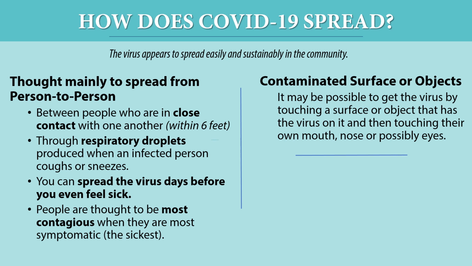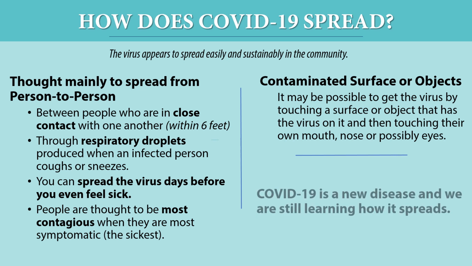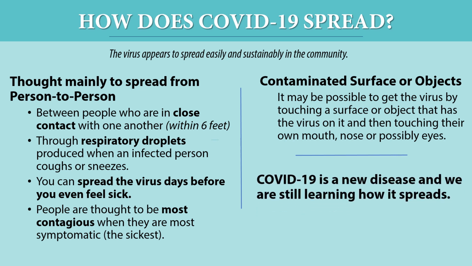Now, it may also be possible to get the virus by touching a surface or an object that has the virus on it, and then touching your own mouth, nose, or possibly your eyes. We are trying to learn a lot more about this disease, and we're still learning about how it spreads and how long the virus could stay on a surface or an object. So hopefully we'll learn more information about that.